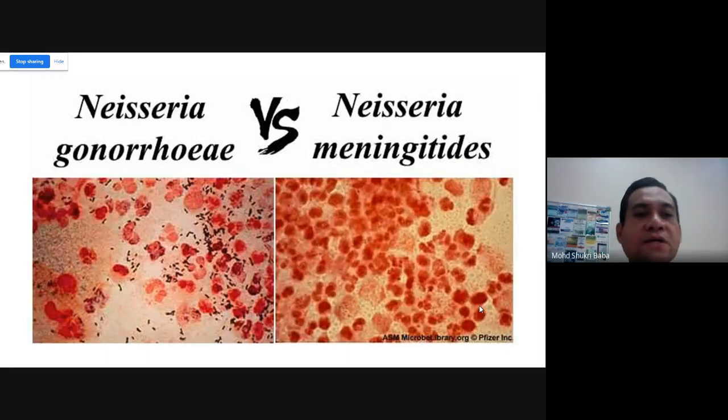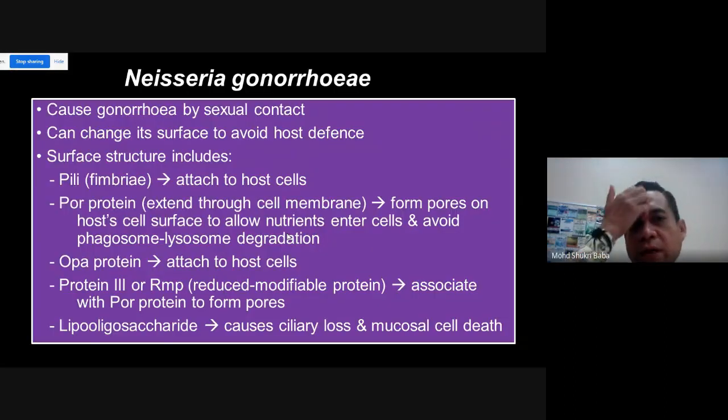Alright, so this is on how you can observe it under microscope after gram staining. Alright, gonorrhea.